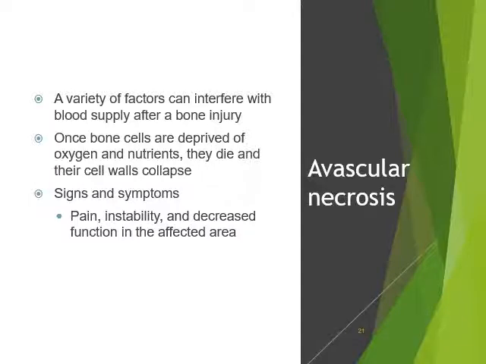So avascular necrosis. Now let's remember what that word means. A is always without, so without vascular, and it becomes necrotic. It begins to die. So a variety of factors can interfere with the blood supply after a bone injury. Once bone cells are deprived of oxygen and nutrients, they die, and their cell walls collapse. The signs and symptoms would be pain, instability, and decreased function in the affected area.